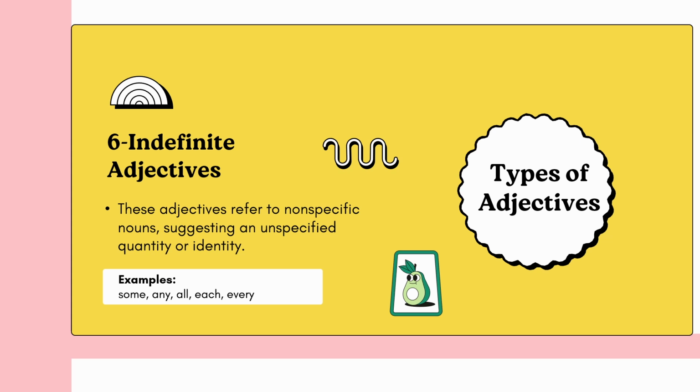Indefinite adjectives. These adjectives refer to non-specific nouns, suggesting an unspecified quantity or identity. For example: some, any, all, each, every. So you can take some pencils. Any one of you can go. All of you sit here, etc.